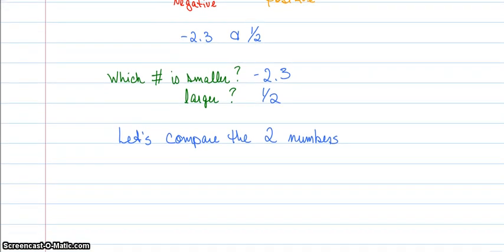Now let's compare the two numbers. First, let's look at 1/2. So we would say that 1/2 is greater than negative 2.3. And then if we were to look at negative 2.3, we would say negative 2.3 is less than 1/2.